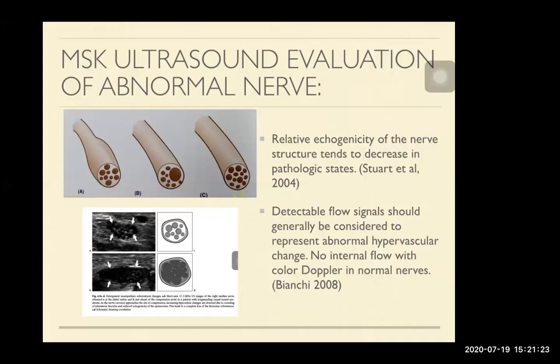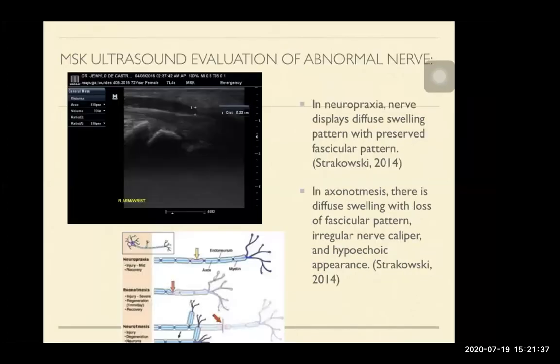So that is why it is very important that we understand those features of the ultrasound so that we can actually use them and help us identify if we're dealing with abnormal nerves or not. Also, there are different types of nerve injuries.